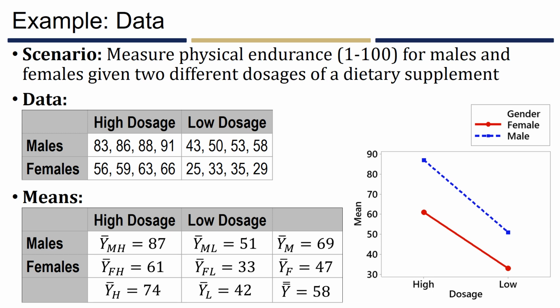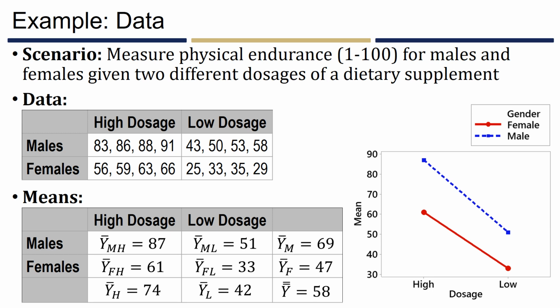4 of these are the cell means, or the combination means. Males given a high dosage averaged 87 for their physical endurance score. Males given a low dosage averaged 51. Females given a high dosage had an average physical endurance score of 61, while females with a low dosage averaged 33.